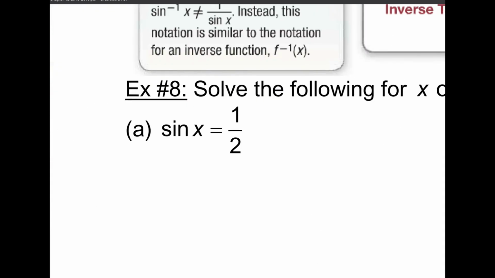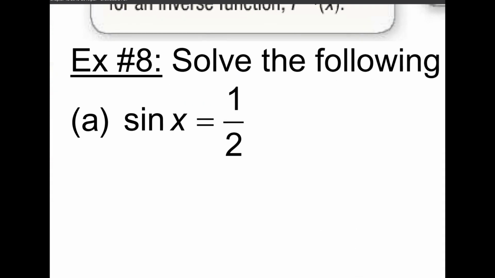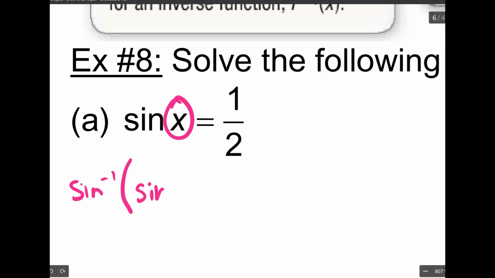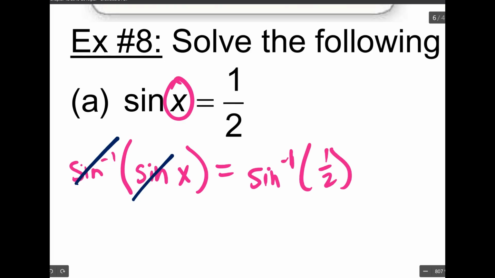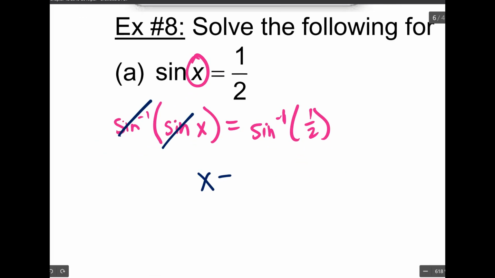If I want to find which angle I am at when sine of x equals 1/2, I'm going to do sine inverse to both sides. That gets rid of the sine function. The sine inverse and sine cancel out, and that leaves me x is equal to sine inverse of 1/2. Remember how square root and square are opposite? Sine inverse and sine are opposite. They cancel each other out.